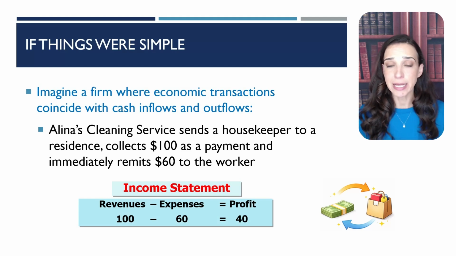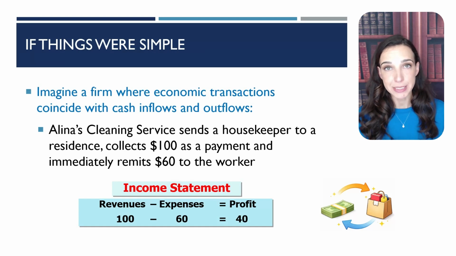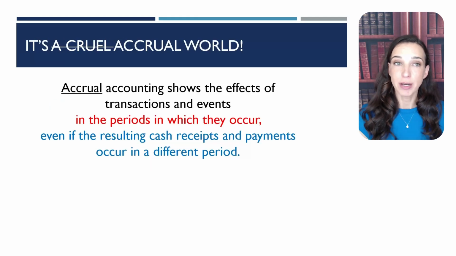Everything is really aligned. And if this is kind of your mode of operations, then you don't need to worry about accrual accounting. Cash basis of accounting is totally acceptable. But for big firms, for public firms in the United States, that is simply not how they run their business. The timing of economic transactions typically does not coincide with the timing of the cash inflows, and they cannot show their income statement on the cash basis. They must show it on the accrual basis of accounting.